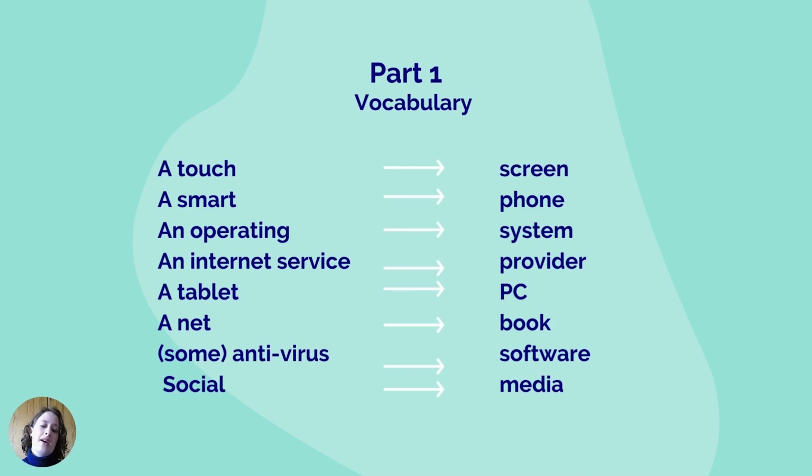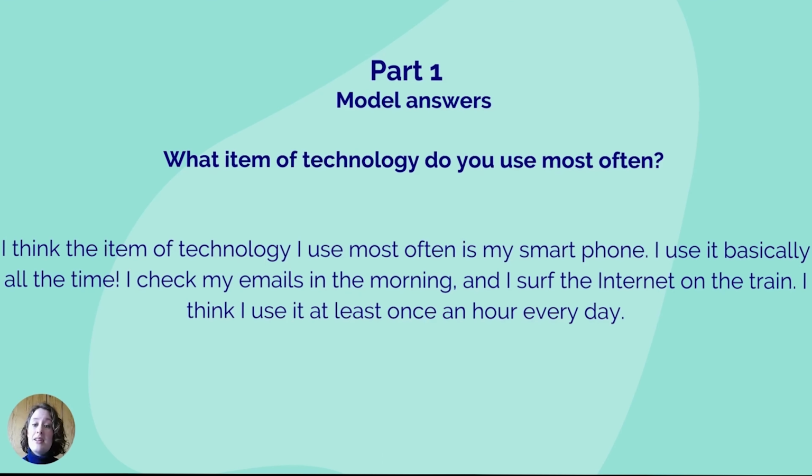Next, let's take a look at an example question and answer. Let's take a look at the first example question. The question is, what item of technology do you use most often? And the answer is, I think the item of technology I use most often is my smartphone. I use it basically all the time. I check my emails in the morning and I surf the internet on the train. I think I use it at least once an hour every day. So that's a solid band 6 answer.